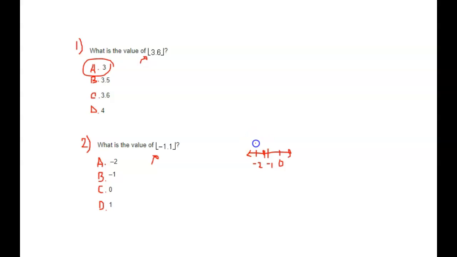So this is negative 1.1. That means if I'm talking about the next whole integer that's no greater, I would be going this way on the number line. So my answer is actually negative 2, not negative 1. Just be careful with your negative values because you're going down.